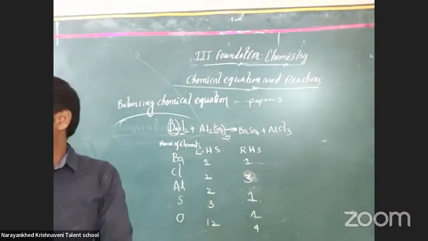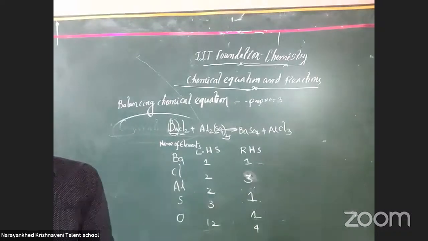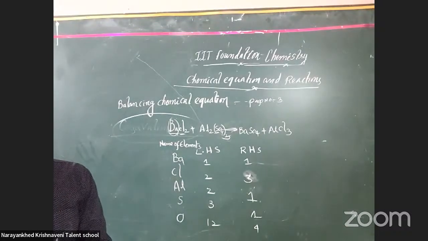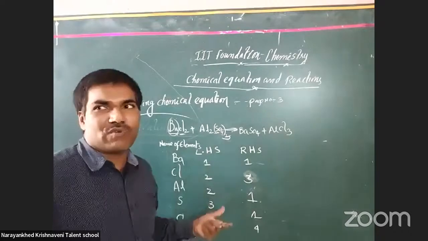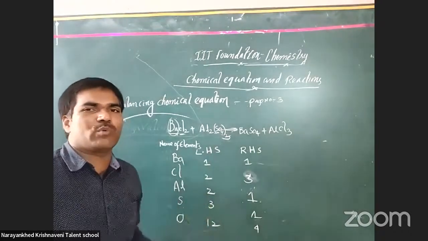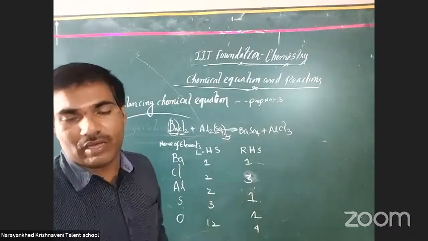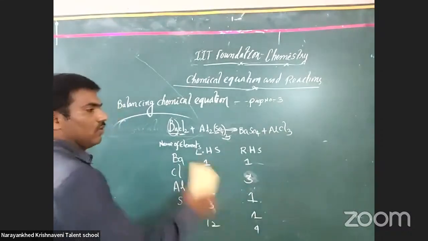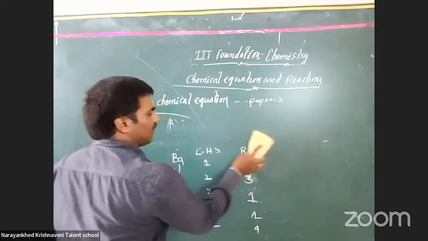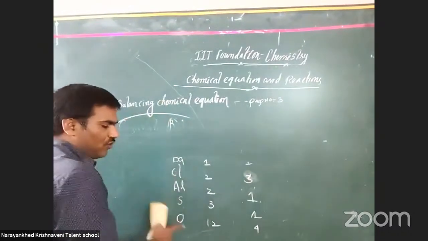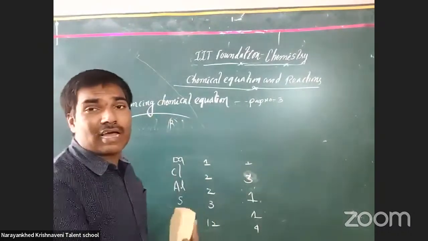To balance this chemical equation, we have to go through step 1, step 2, step 3, step 4 as given. It's a very big question, so for our understanding purpose I am going with a very small, simple equation. First you have to check whether it is balanced or not.